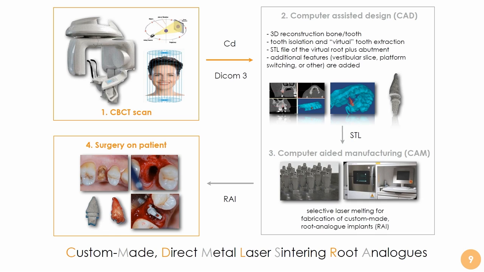Then we have to isolate the standard tessellation language file of the virtual root. We need to design an abutment over it, an integral abutment with additional features, for example, vestibular slides for the protection of the buccal bone, in order to avoid any pressure on the buccal bone, and platform switching if we want to do it, for a cemented restoration. And then we move to the computer-aided manufacturing by means of selective laser sintering and selective laser melting.